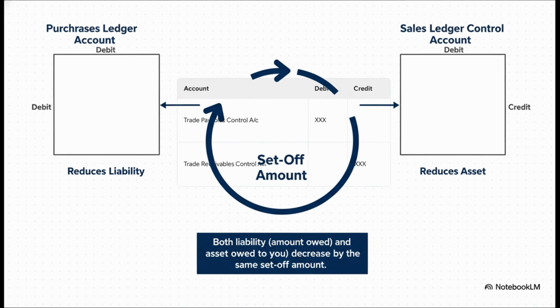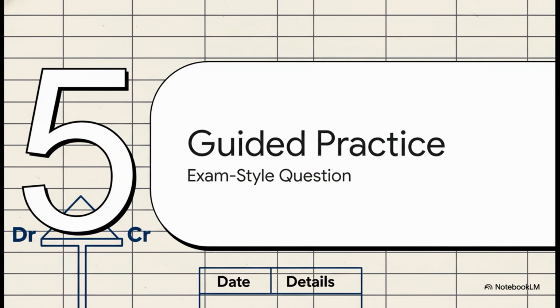So how does this look in our books? It's a double entry, of course. You're going to debit your purchases ledger control account. That reduces the liability, what you owe. And you're going to credit your sales ledger control account. That reduces the asset, what you're owed. The bottom line is it reduces both what you owe and what you're owed by that smaller amount we just talked about.